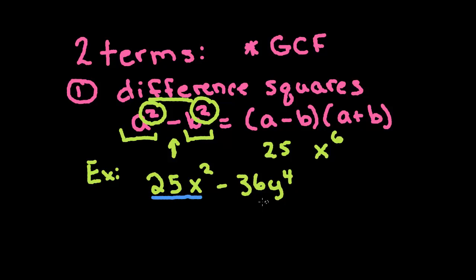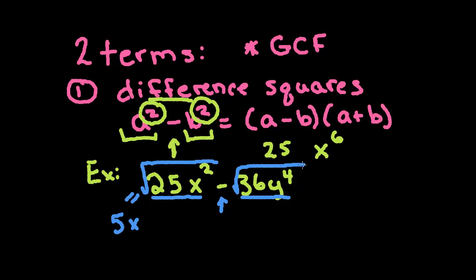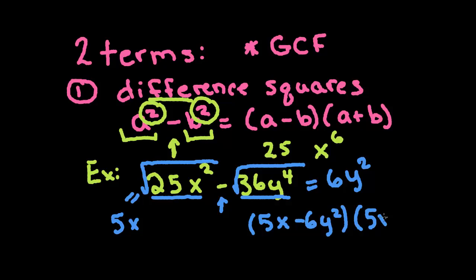There's 2 terms, 1, 2. There's a minus between them, and each of these is perfect squares. If I take the square root of this, square root of 25 is 5, and the square root of x squared is x. And if I take the square root of this, the square root of 36 is 6, and the square root of y to the 4th is y squared. The square root of any even power, you take half of it. So it's going to factor into, you take the two square roots and you stick a minus between them, and then you repeat it and you stick a plus between them.